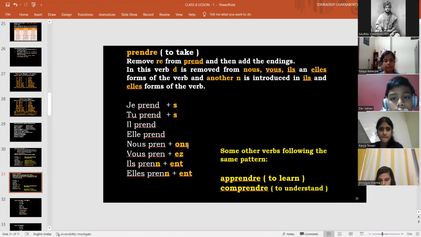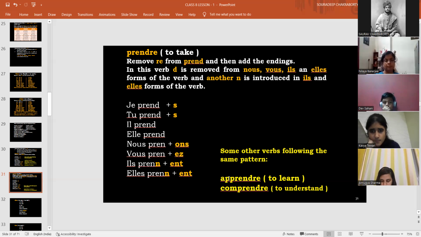And then we are adding ONS. But also you can notice that in the third person plural form, we are adding another N, isn't it? So this verb will follow this pattern. So the verbs from this subgroup are apprendre. Just ap, if you add to prendre, it becomes apprendre, which means to learn. And if you add com to the verb prendre, it becomes comprendre, to understand.